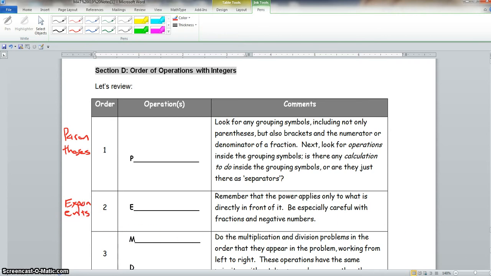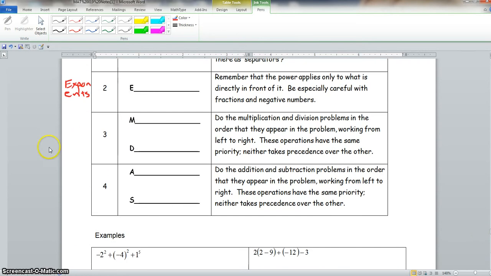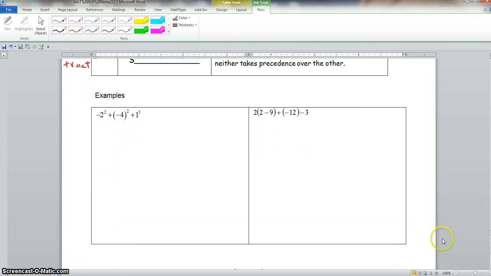Now number 3, again, like I have said before, with number 3, this is where most people get confused. It's multiply or divide, whichever one comes first from left to right. So it's multiply or divide. And then last but not least is add or subtract, whichever one comes first from left to right. So that was a quick review of the order of operations. Now we want to do some examples.